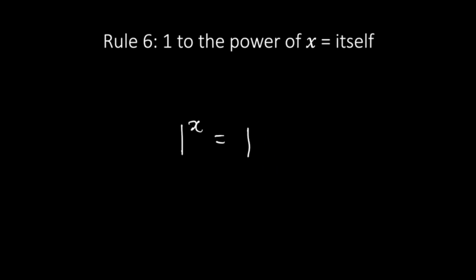Rule number 6. 1 to the power of x is itself. So 1 to the power of anything, so 1 to the power of 2, or 1 to the power of 3, or 1 to the power of 4, 5, 6, 7, etc. is always 1, sorry. Okay, because however many times you times 1 by itself, it's always 1. Same thing if you have 0 to the power of anything as well. It will always be 0.